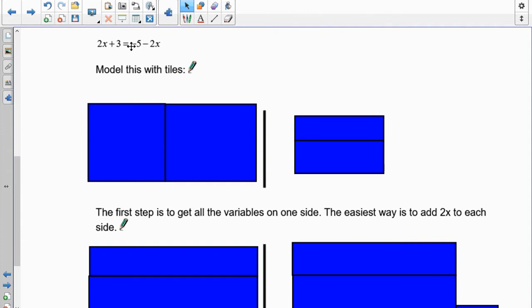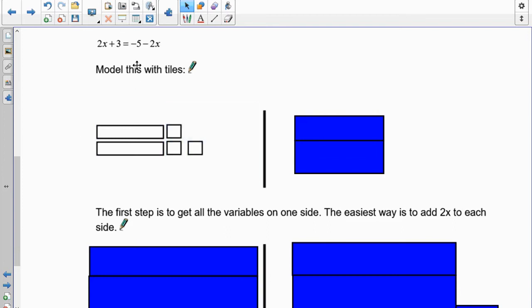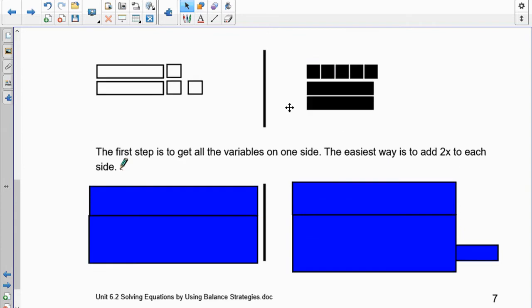So I've got 2x plus 3, so I have to have 2 x's, and I have positive 3 there. Here I have negative 5, and on the bottom of it I have negative 2x. So there you go. You've got your assignment, your question there. I want you to solve this equation and go all the way down as far as you can go until you get the final answer. So pause the recording and complete the whole thing.